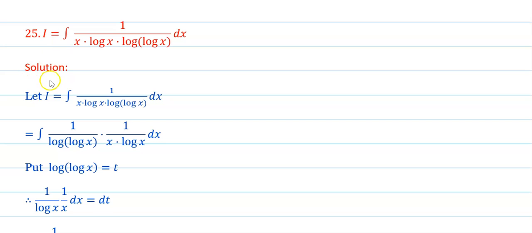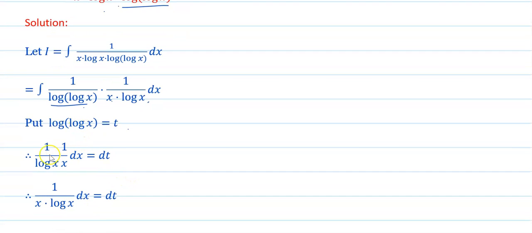I is equals to integral 1 upon x log x into log of log x into dx. Okay. Then what will be the substitution? That is log of log x will be the t. Now see this is the integral 1 upon x log x into log of log x into dx. We can write it like this: integral 1 upon log of log x into 1 upon x log x. Okay. Now log of log x as a t.